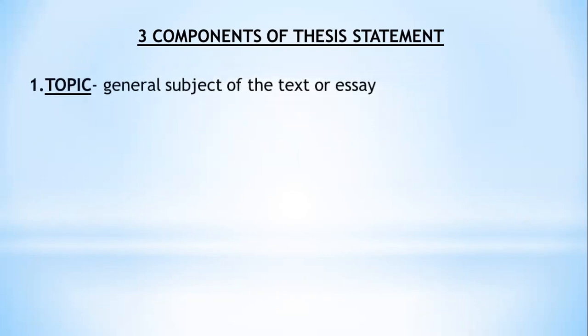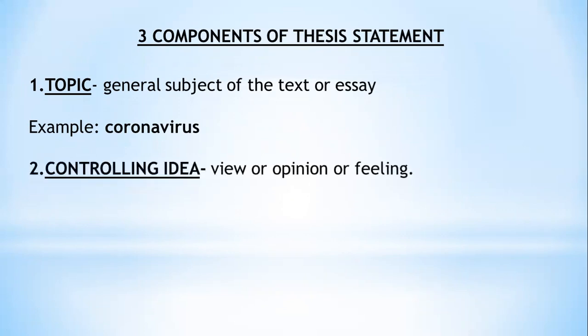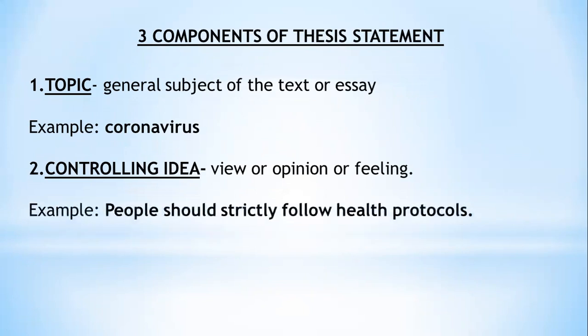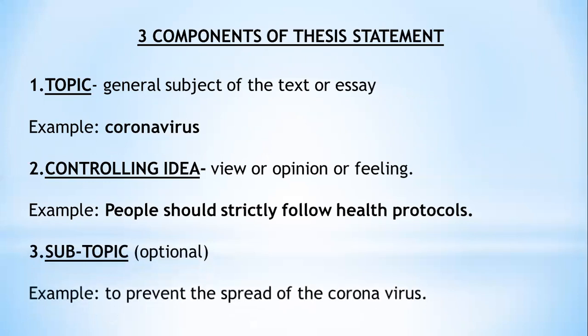Number one, we have topic. It is the general subject of the text or essay. For example, coronavirus. Second one, the controlling idea is the view or opinion or feeling. Example for this is people should strictly follow health protocols. We have also the subtopic, which is optional. Example, to prevent the spread of the coronavirus.